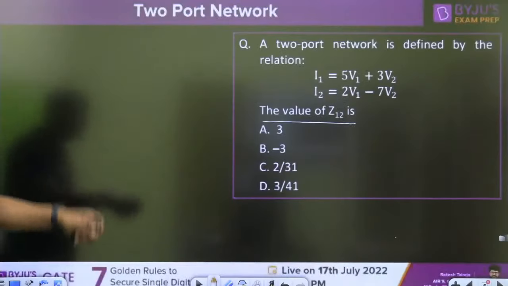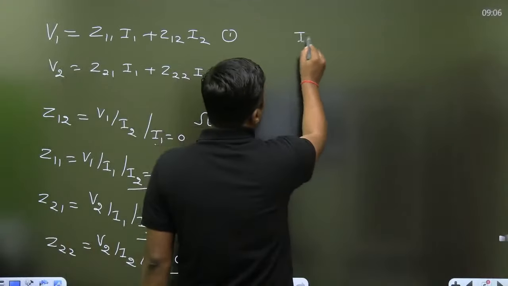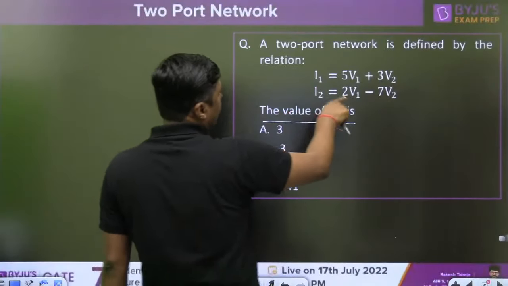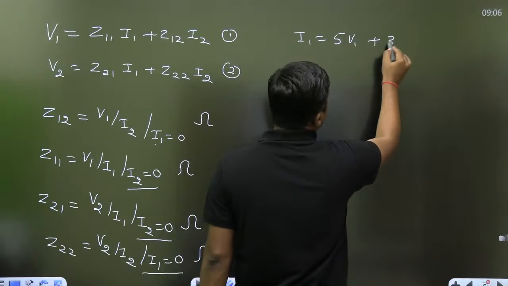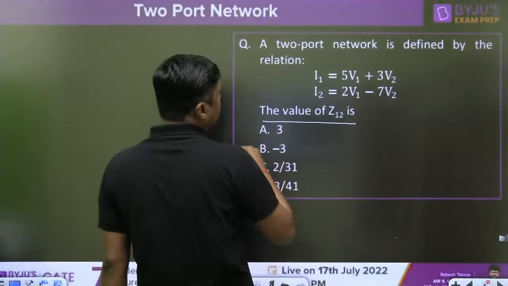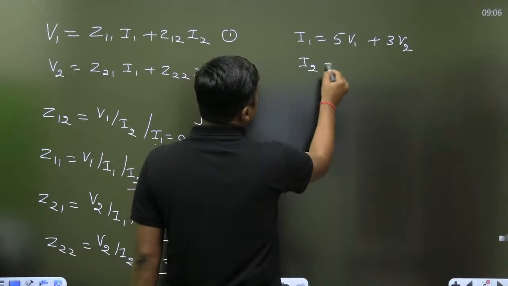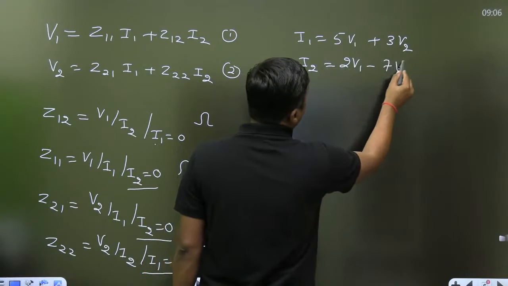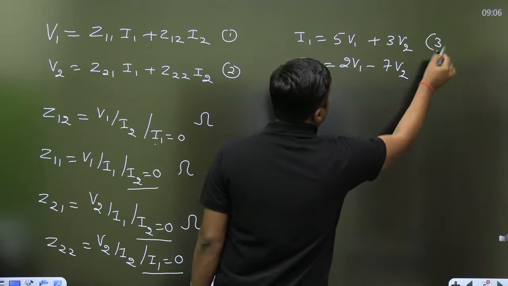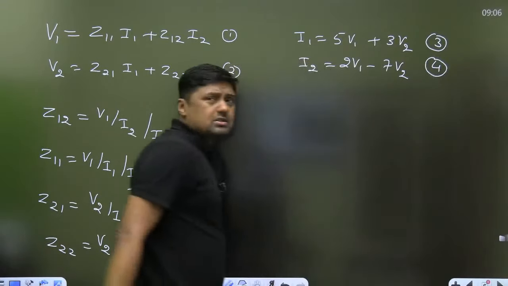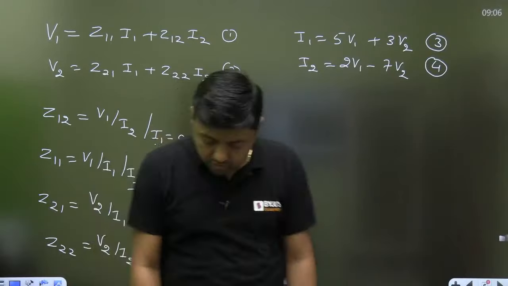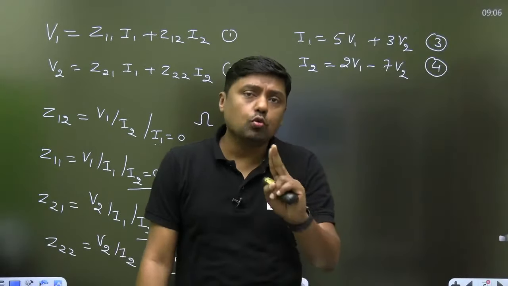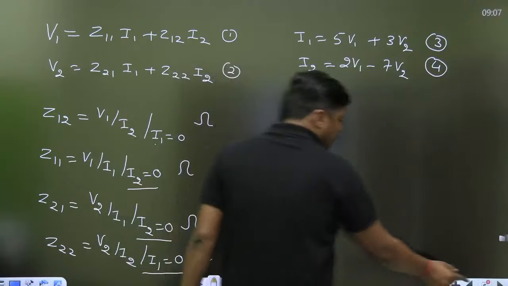Then in this question, it is given I1 is equal to 5V1 plus 3V2, and then I2 is equal to 2V1 minus 7V2. Now what is the answer? Please give me the answer in the comments box, everyone. What is the Z12? Now I am going to describe the two ways to find the parameter.